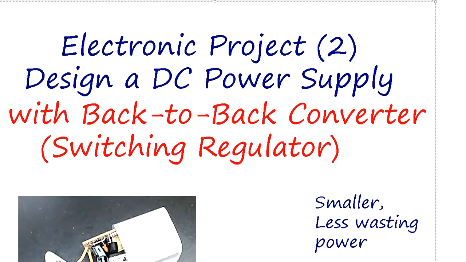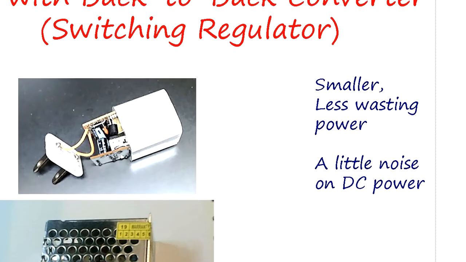Electronic project number 2: design a DC power supply with a back-to-back converter, or another name, a switching regulator. What's a switching regulator? It creates DC from the AC, and you switch it around to adjust the output voltage. Why do that? It can be smaller and waste less power.